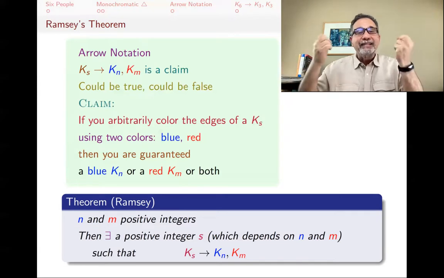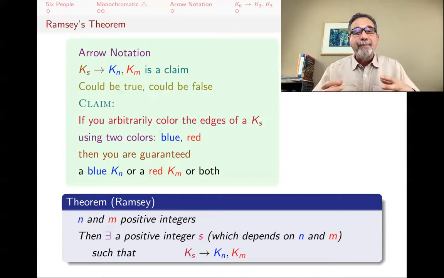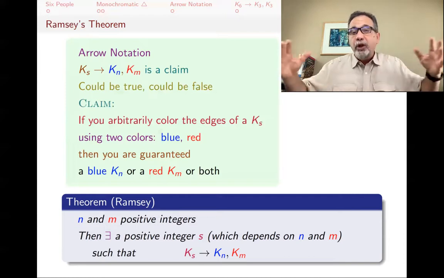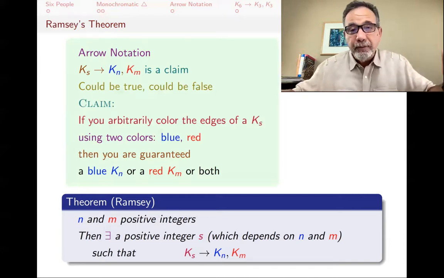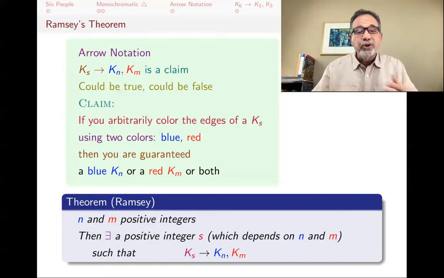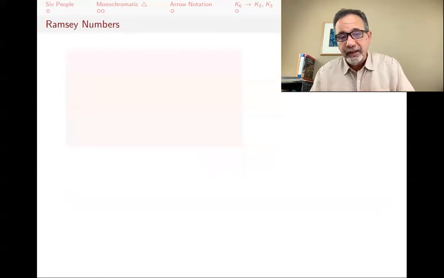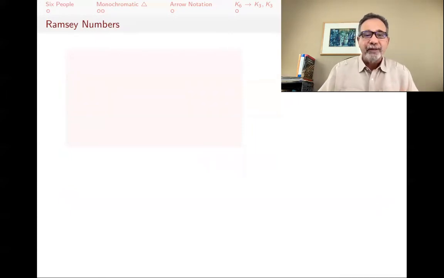K568. It doesn't tell you how big your system should be for that to happen, but it tells you that if you go large enough, there will be a large enough complete graph such that no matter how you color its edges with two colors, you will get one of those at least. Okay, so now let's define Ramsey numbers, and then we'll prove the theorem.